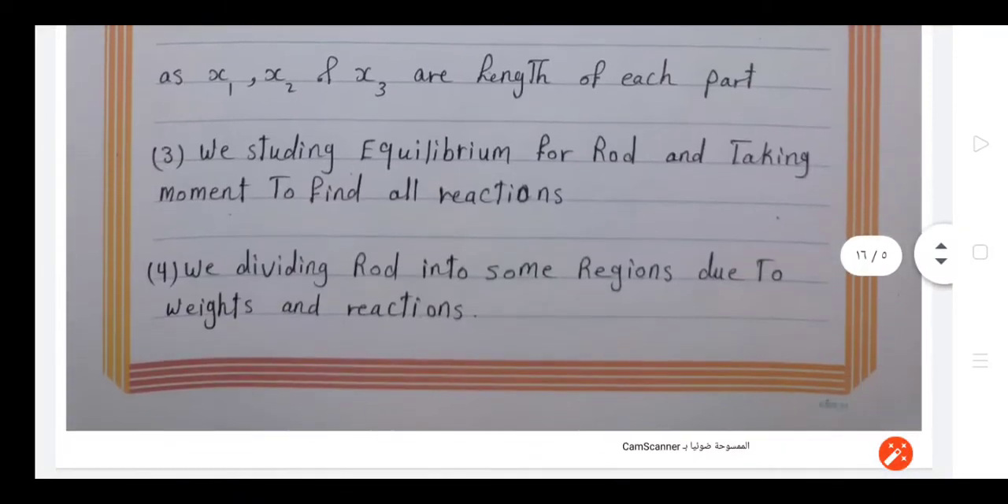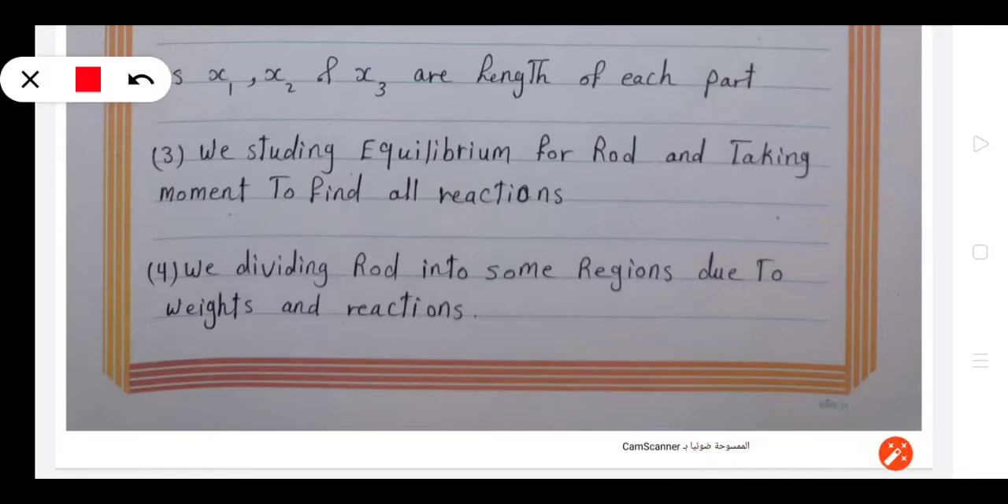Third, studying equilibrium for the rod and taking moments to find the reactions.